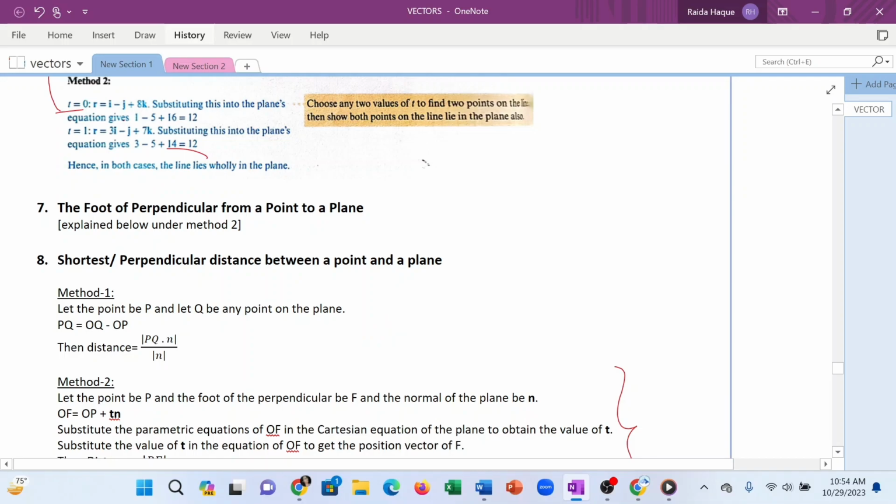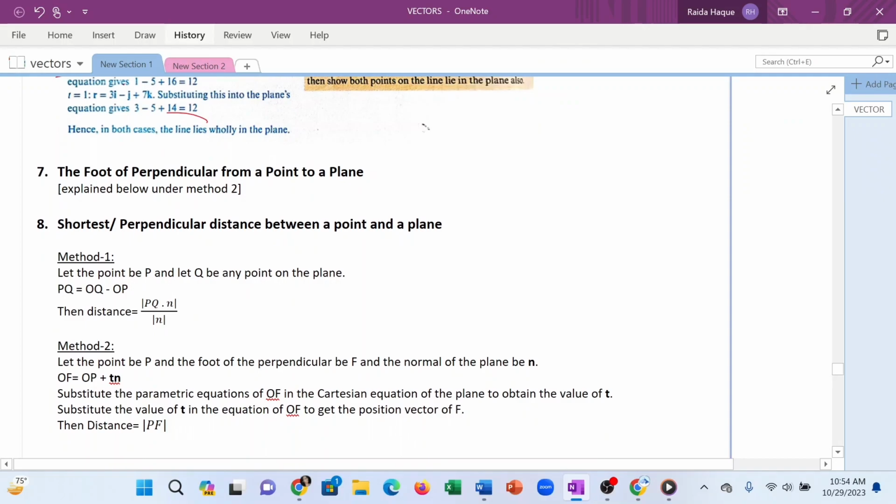So what is method 1? In method 1, we see that let the point be P and let Q be any point on the plane. It can be any point at all. So the shortest distance will obviously be PQ, which is OQ minus OP. And then the distance will be the value you got of PQ, with the dot product of the normal. Then you have to find the modulus of that dot product divided by the modulus of the normal.